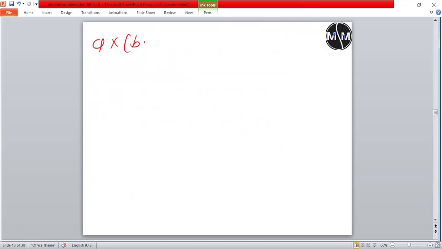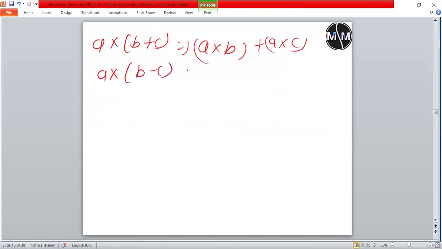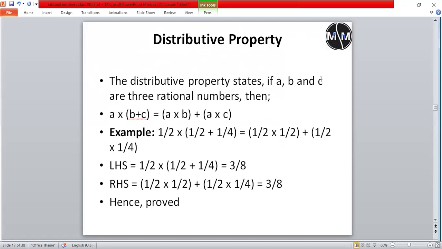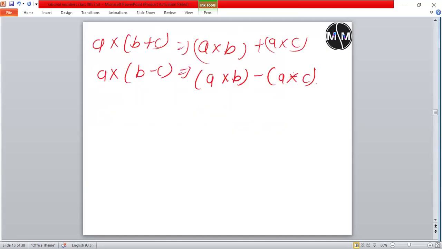A multiply B plus C is equal to A multiply B plus A multiply C. Also for subtraction, A multiply B minus C is equal to A multiply B minus A multiply C. You can see here that it is applicable for addition and subtraction. Both the LHS and RHS are equal.